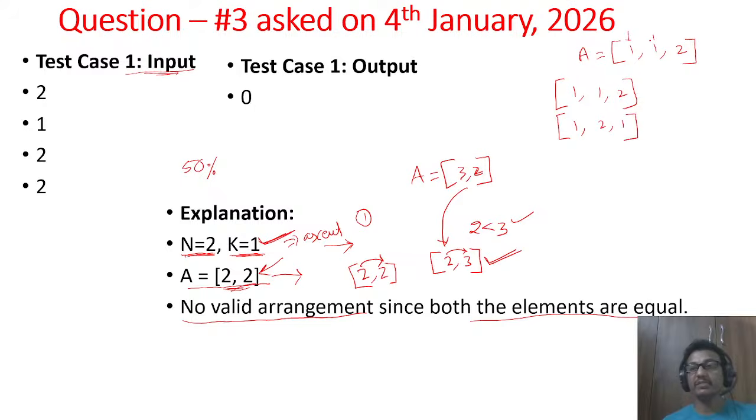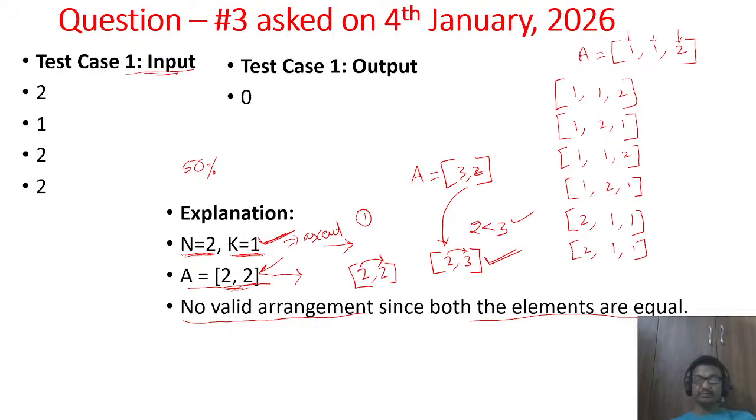Then I keep this other 1 in the first place, and the remaining two elements I arrange like this: 1 2, then 1 followed by 2 1. Then I keep 2 in the first place, so 2 followed by 1 1, and then again 2 followed by 1 1. So these are all 6 different arrangements I will get.